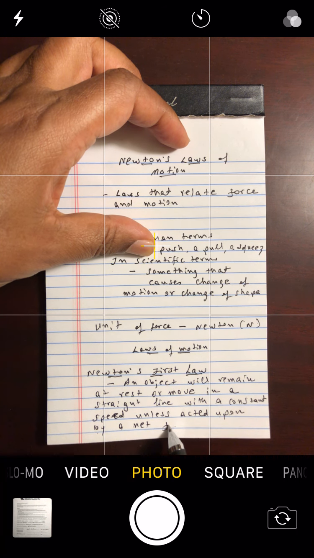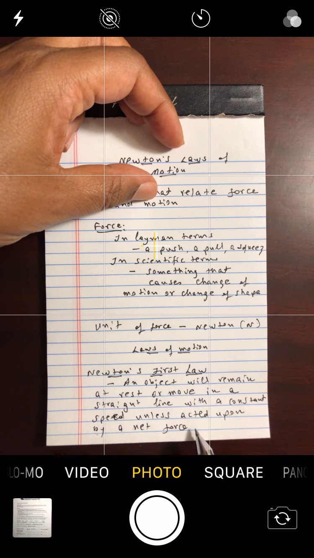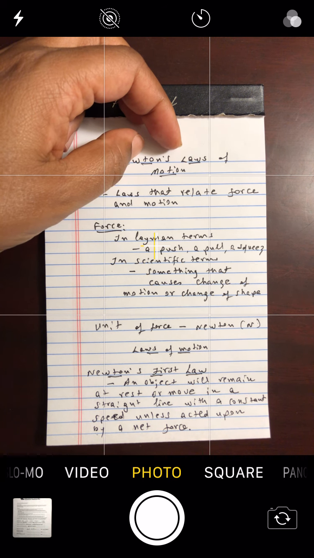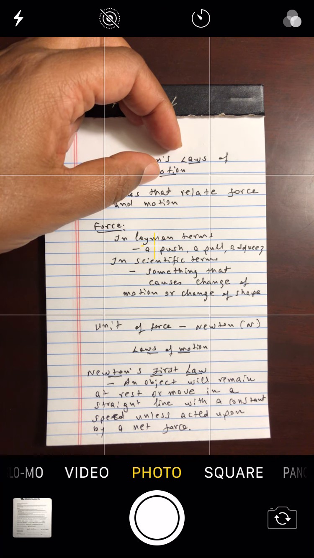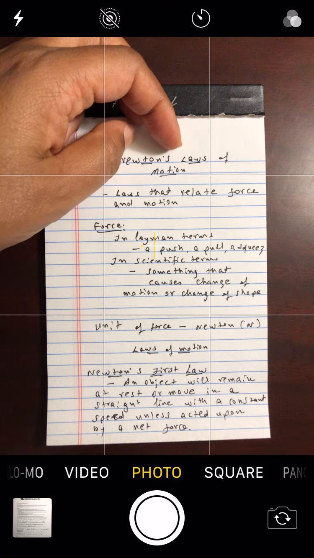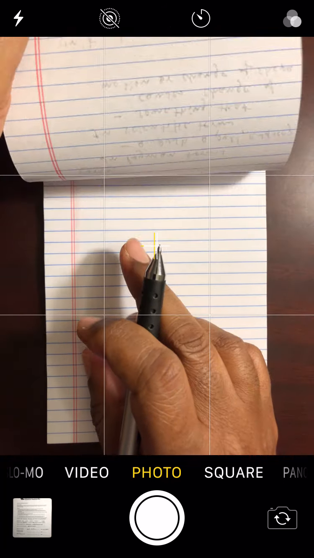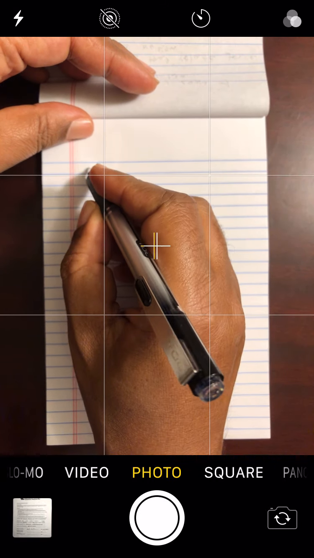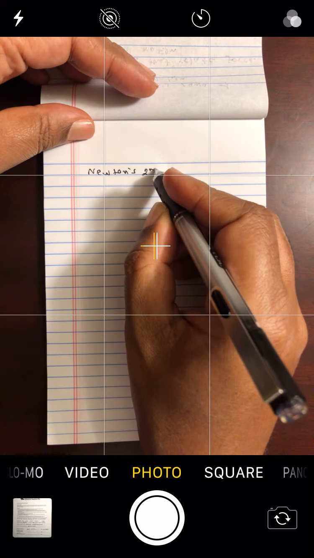So this law states what happens when there is no force acting on an object. If there is no force acting on an object, the object either will remain at rest or move in a straight line with a constant speed. So that tells you the effect of force is either to change the speed or to change the direction of the object. And then the second one is Newton's second law.